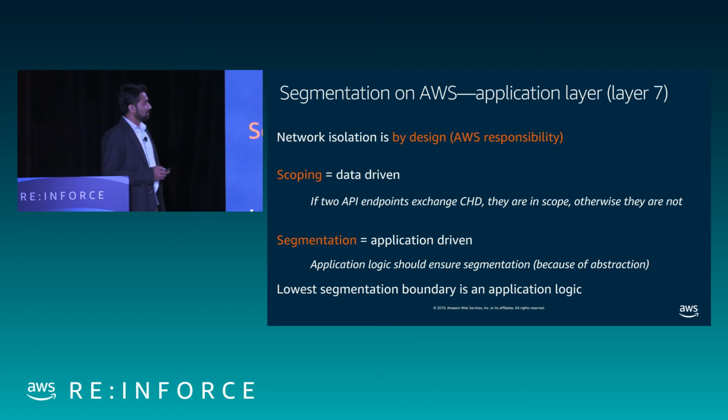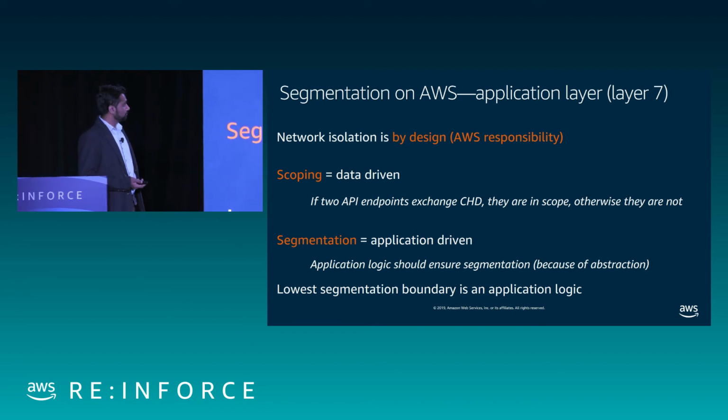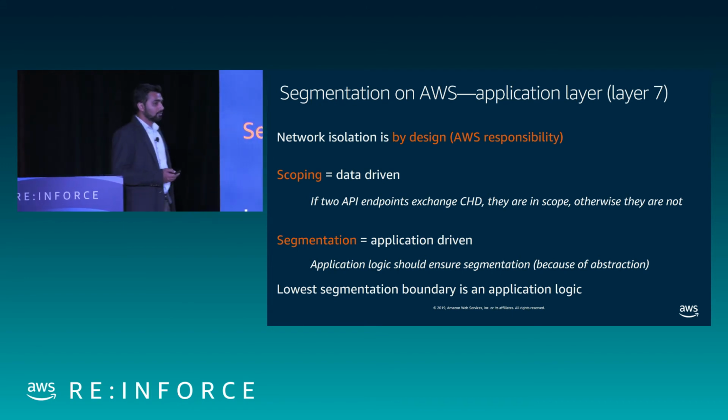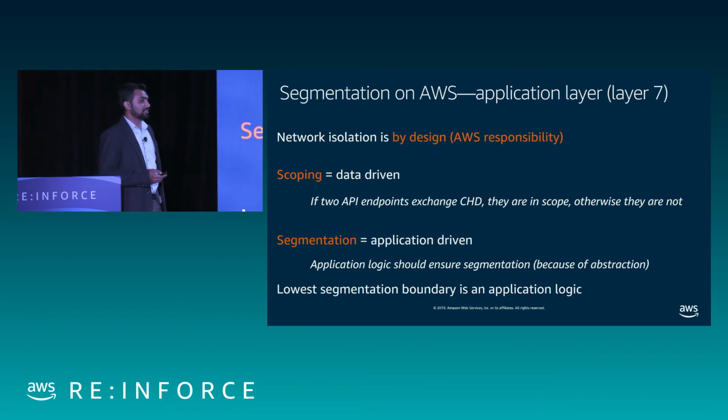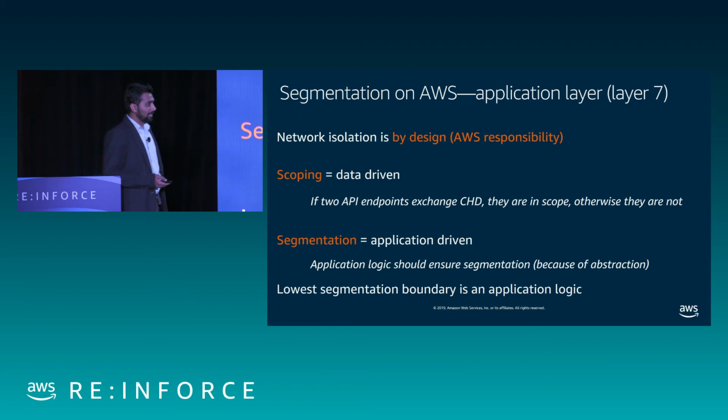For scoping of these services, and these services include RDS, which is the relational database service, or AWS Fargate, that is for the containers, or DynamoDB, scoping is data-driven. So what that means is if two API endpoints are exchanging any CHD, or cardholder data, that means the other system or the other endpoint would be in scope. And segmentation is application-driven for these services, which means that application logic should define how the segmentation boundary exists.